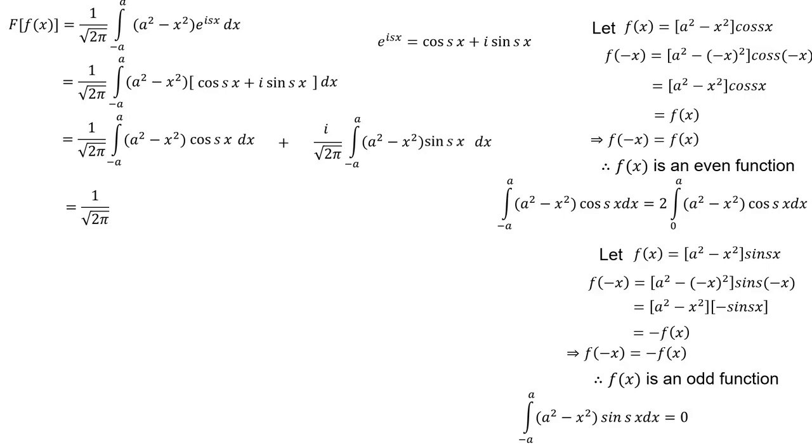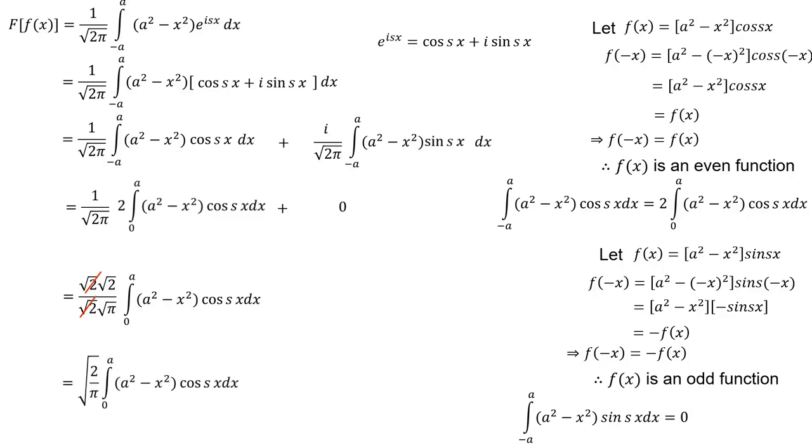We have 1 divided by the square root of 2π. The first integral can be written as 2 times the integral from 0 to a of (a² − x²) cos sx dx, plus the second integral, whose value is 0. Substitute here. That 2 can be written as √2 times √2, and then the remaining integral from 0 to a of (a² − x²) cos sx dx. Here one root 2 gets cancelled, and we get the square root of 2 divided by π, as a single square root, times the integral from 0 to a of (a² − x²) cos sx dx.